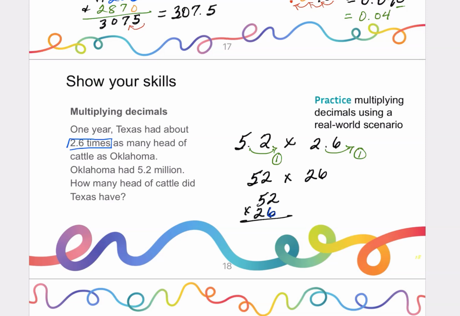So let's start with the 6 first. 6 times 2 is 12. Carry the 1. 6 times 5 is 30. Plus 1, 31. And then we jump over to that 2. But before we do, we have to make sure that we add a 0 place value there. 2 times 2 is 4. 2 times 5 is 10, and we're going to add those two together. 2 plus 0 is 2, 4 plus 1 is 5, 3 plus 0 is 3, and 1 is all alone, so it gives us a 1352.